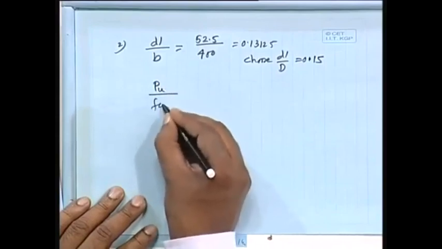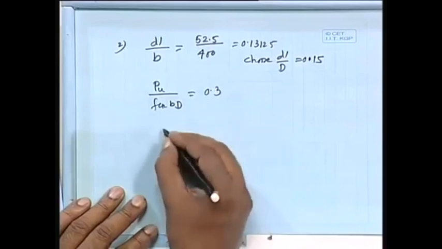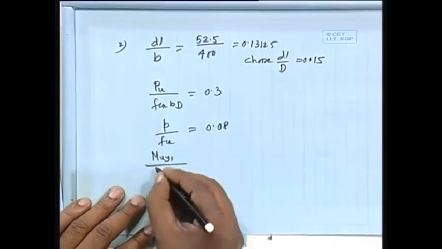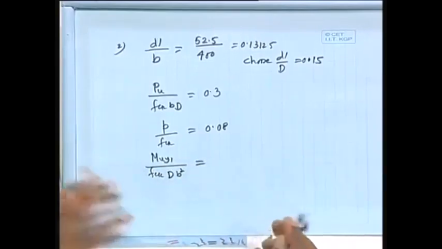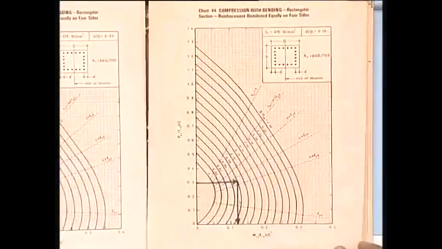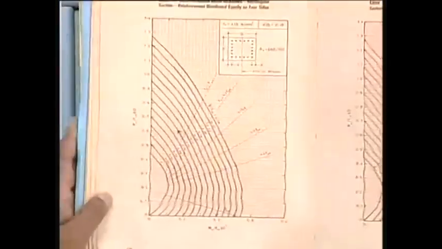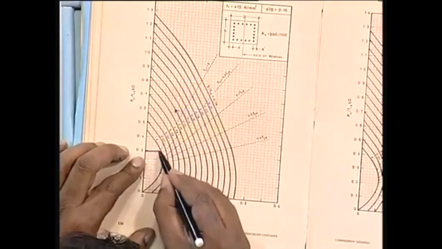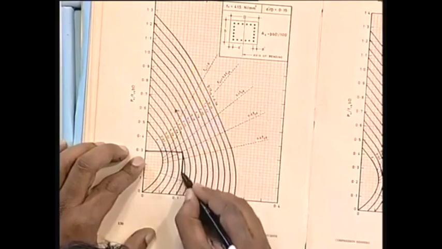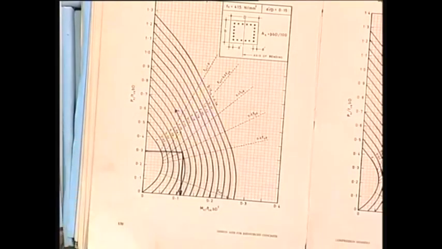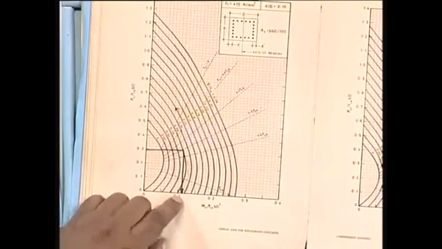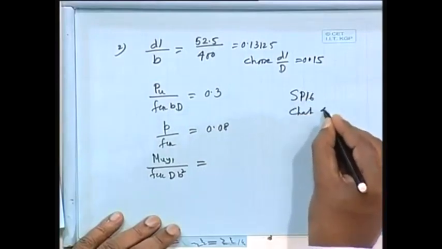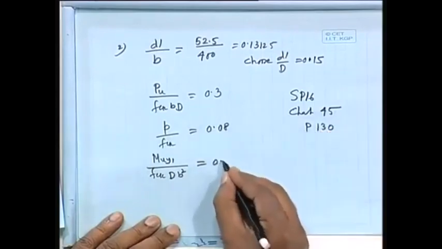Pu by fck bd, there is no problem, it will be the same, 0.3 only, there is no change. P by fck also there is no change, 0.08. Muy1 by fck db square, that one we shall get from the chart 45. So 0.3 and come down, 0.11. So the value is 0.11. You will get it in chart 45, SP16, page 130, and this is 0.11.